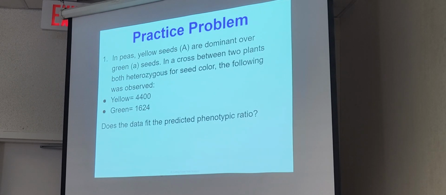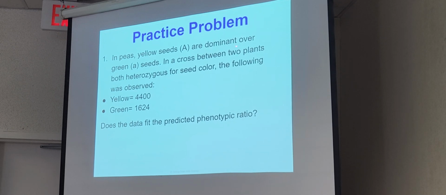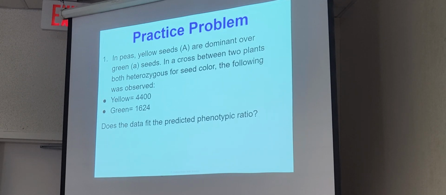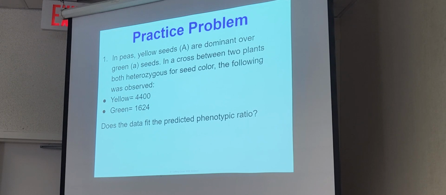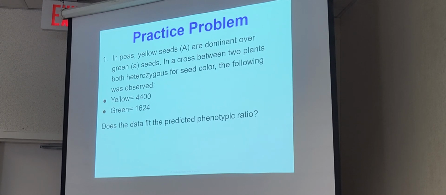Alright, so let's practice. In peas, yellow seeds are dominant over green seeds. In a cross between two plants, both heterozygous for seed color, the following was observed. Does the data fit the predicted phenotypic ratio? What's the first thing you've got to figure out?